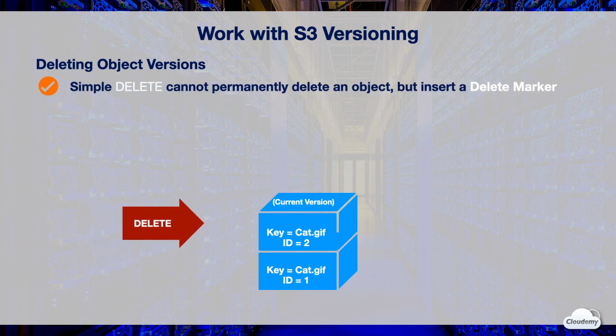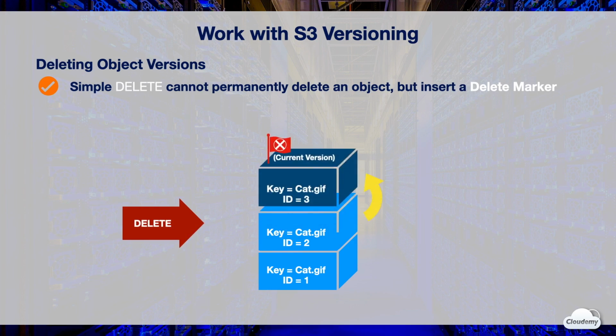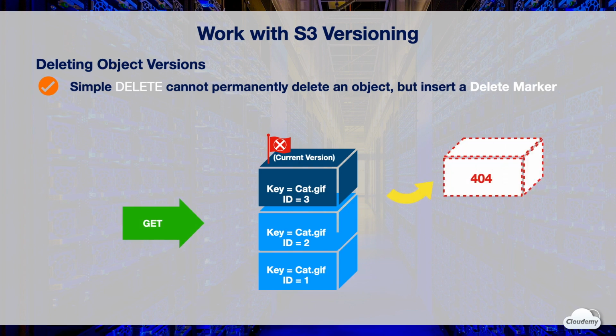When versioning is enabled, a simple delete cannot permanently remove an object. Instead, S3 inserts a delete marker in the bucket, and the delete marker becomes the current version of the object with a new ID. You can think of the delete marker as a special empty object. When you try to get an object whose current version is a delete marker, S3 behaves as if the object has been deleted and returns a 404 resource not found error. In this example, before simple delete, the current version is version 2. After simple delete, S3 inserts a version 3 with a delete marker, which becomes the new current version.